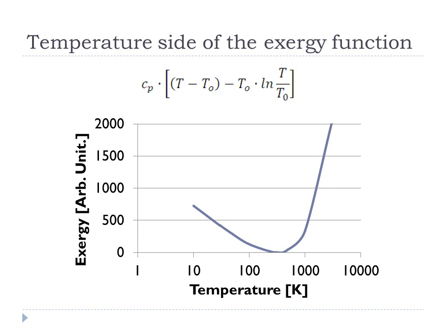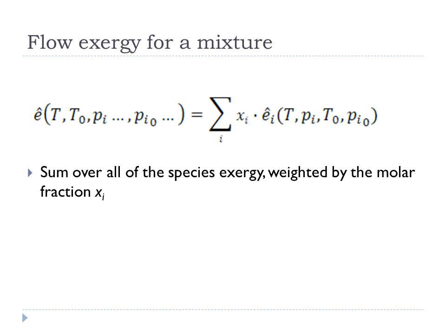I want to point out for the flow exergy, if you have a gas mixture, then the exergy term has got to be corrected for the molar composition. And once again, make sure that in the equation, where it's the minus R log of P over P naught, in the numerator you are using the partial pressure of species i in the gas mixture, and then divided by the partial pressure of species i in the environment.